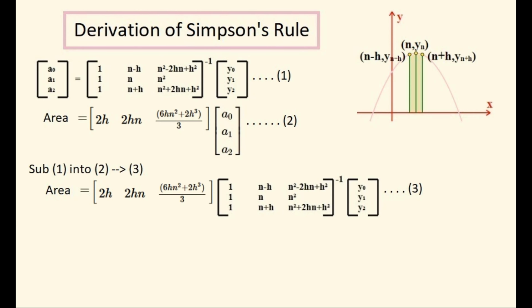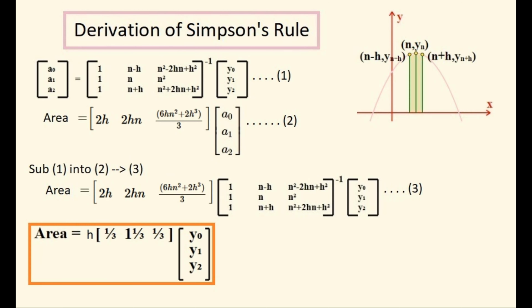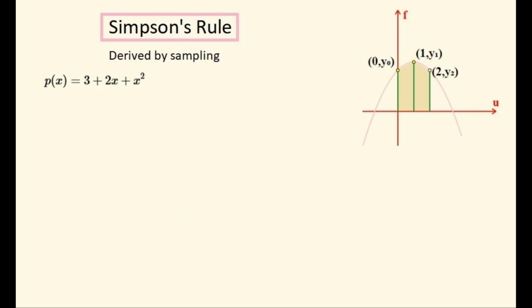And after substituting 1 into 2, we get this equation, which after simplification gives us Simpson's rule for one Simpson's segment. This is a rather long way to solve it, and the previous methods seem to be easier. And now to find Simpson's rule by sampling.